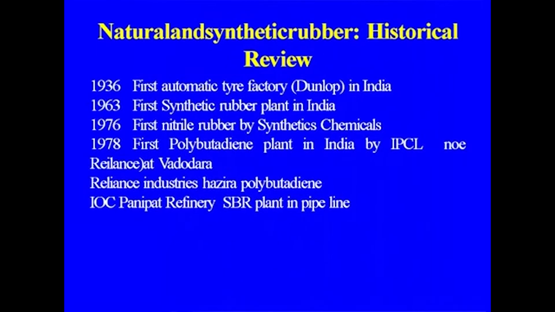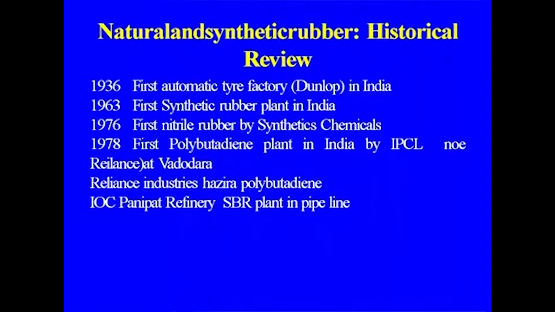1976, first nitrile rubber by Synthetic Chemicals. 1978, first polybutadiene plant in India by IPCL, now Reliance at Vadodara. Because you see, the Reliance Vadodara unit, earlier it was IPCL, that is one of the largest integrated petrochemical complexes, where about 18 to 19 plants are there. Although at that time the capacity was okay, now all those capacities are not at world level, and so the plant capacity is less in all those units.